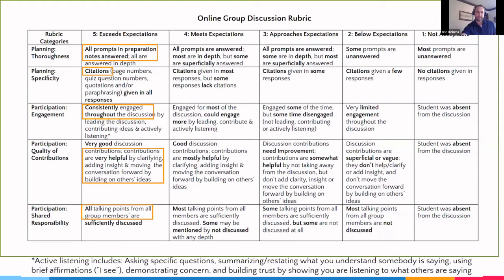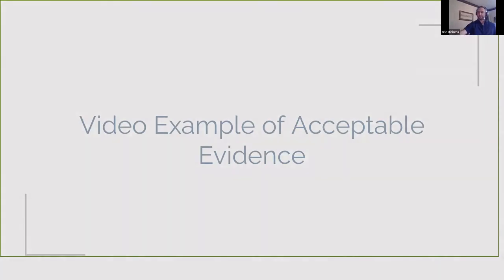So that comes through in the third grading point, consistently engaged throughout the discussion by leading the discussion, contributing ideas, and actively listening. And at the bottom, which I think you can see, there's a note about what active listening actually means. Again, I could not have created this rubric in this detail unless I had first come up with that desired result and that acceptable evidence. So the planning that goes into just this rubric alone really starts by focusing my bigger visions.